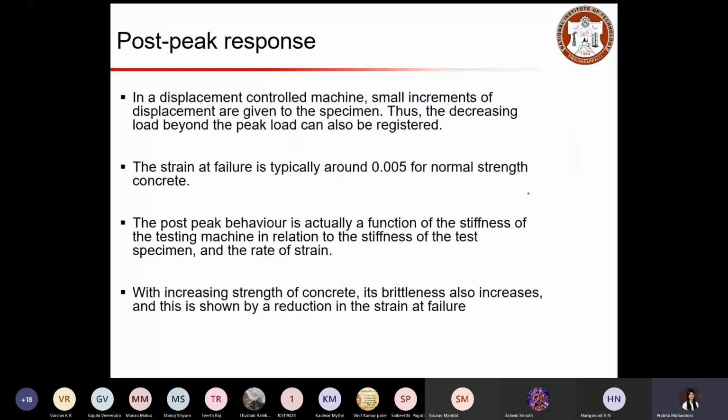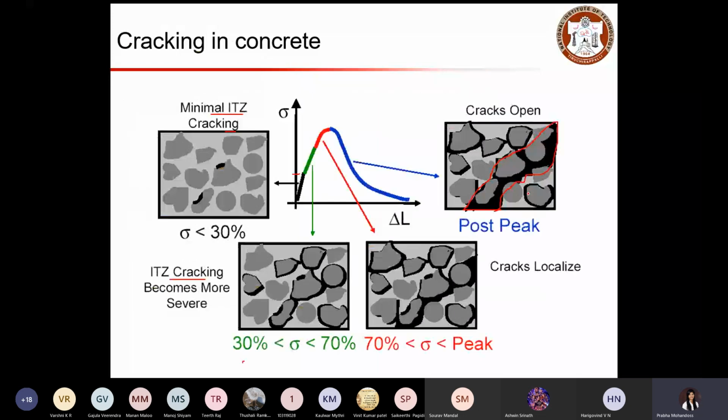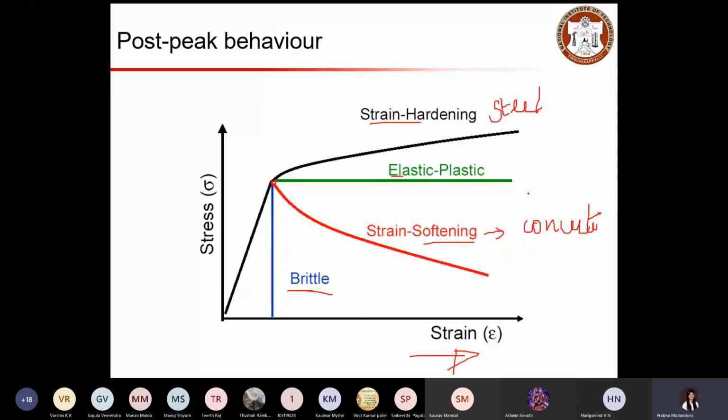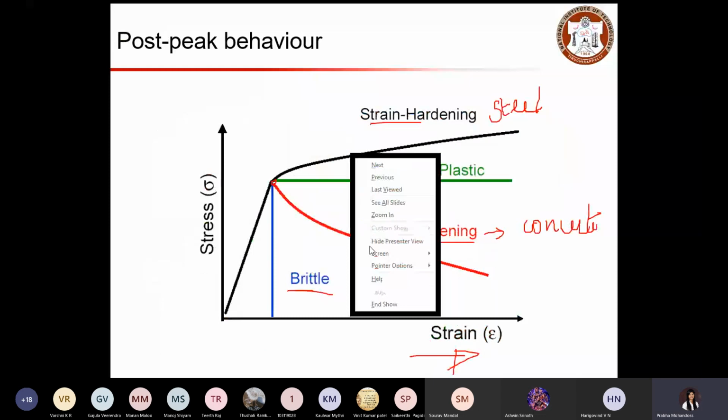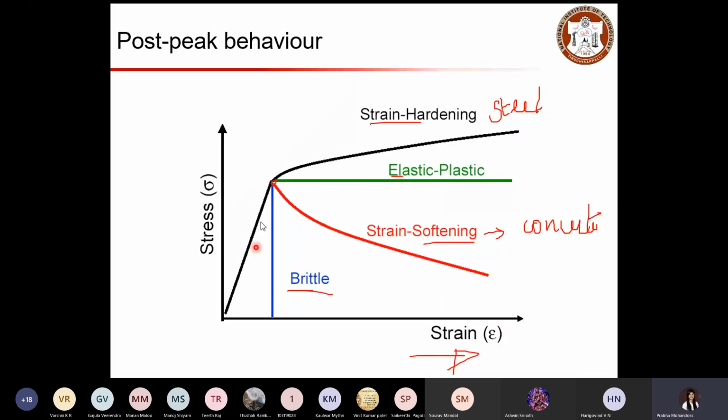Now, obtaining or capturing the post-peak response of concrete is very important to characterize the nature of the material. Because here you can see in this curve, until the peak point, you can't identify the nature of your material. All the regions were similar. For all these four, you have the same pre-peak region.